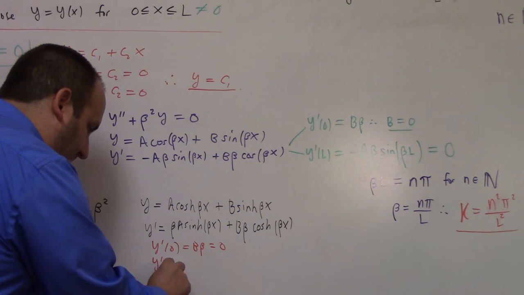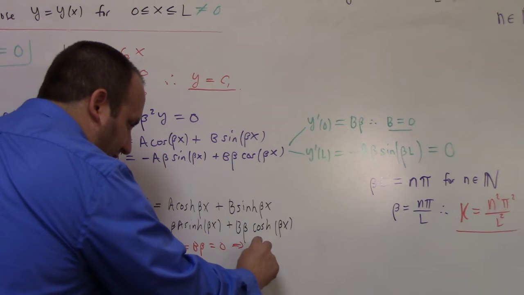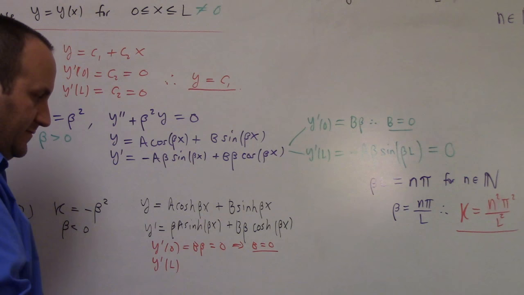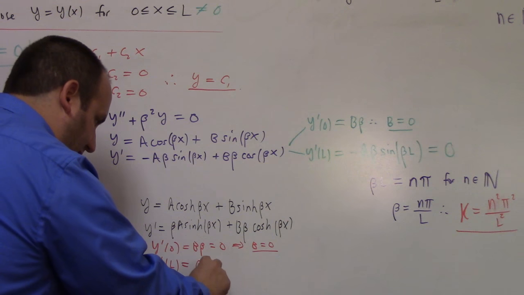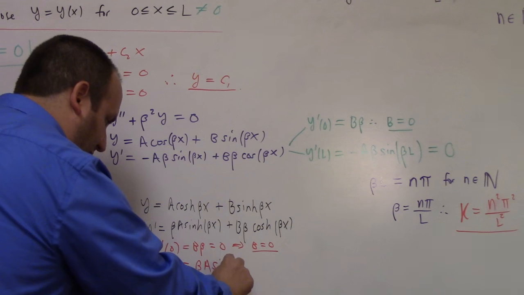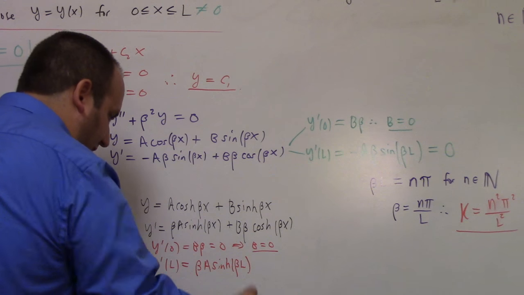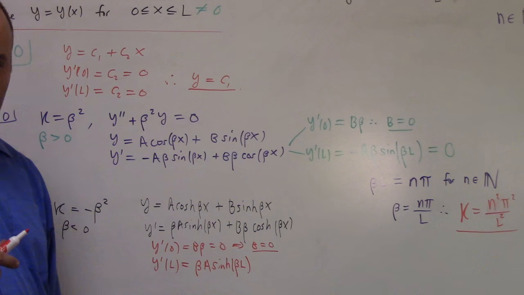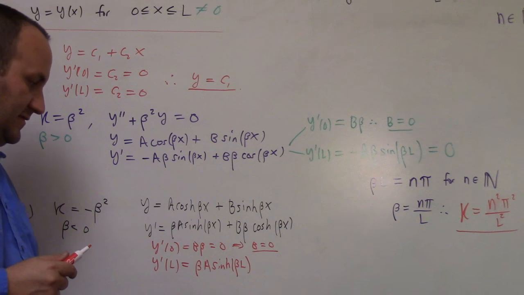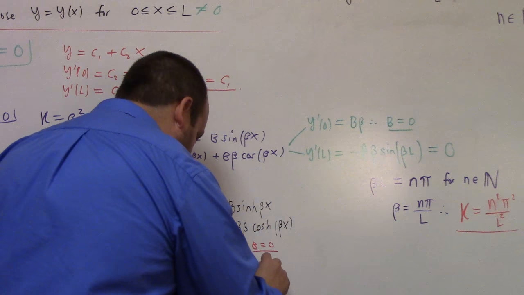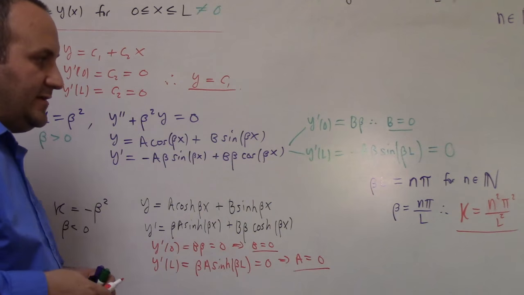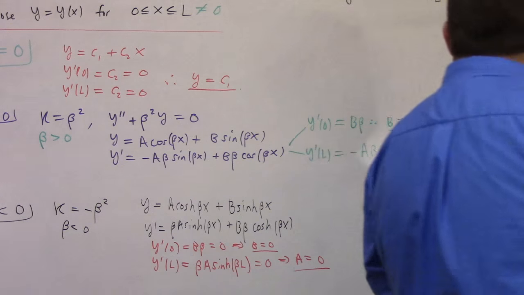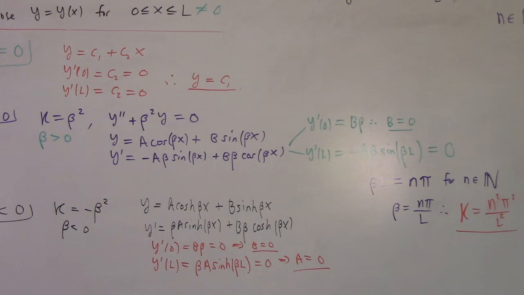So this tells me that b is equal to 0. Y prime of L, well, that's going to give me b being 0, this is gone. And I just get beta a sinh of beta L, but remember I was just telling you, the hyperbolic sine only has one real 0 in its domain, which is not available to us. So this forces a to be 0. And so there you have it. The third case in the trichotomy got nothing to offer us. And so our related problem has a solution as well.